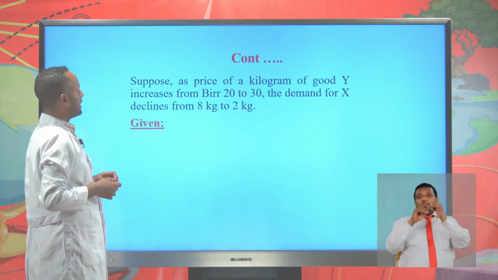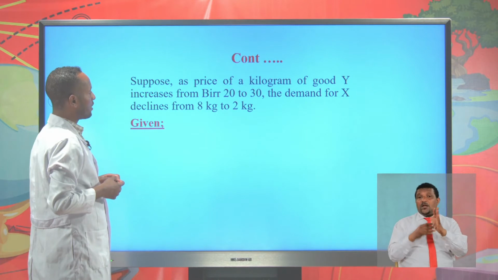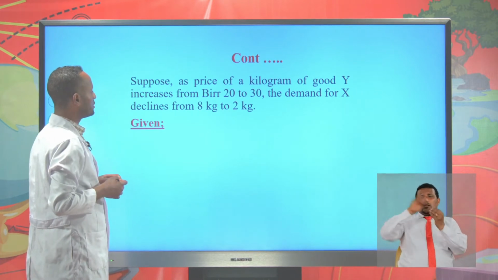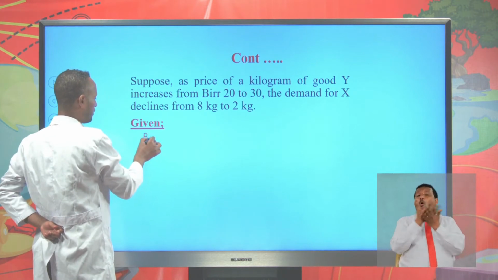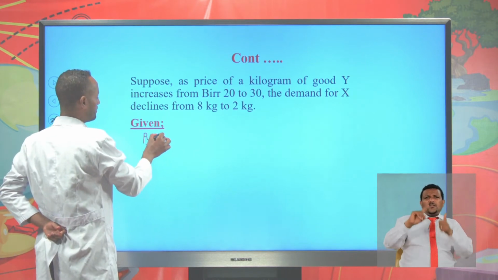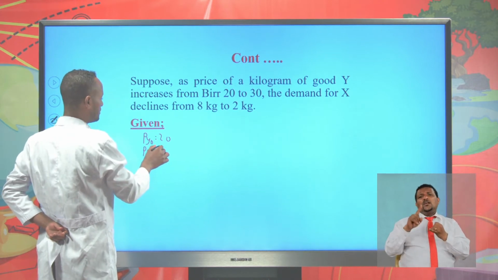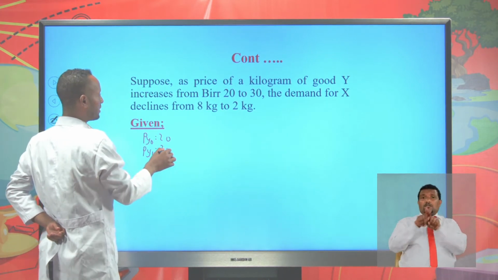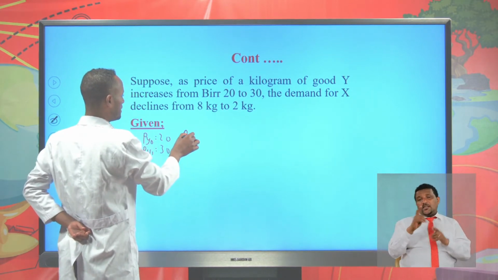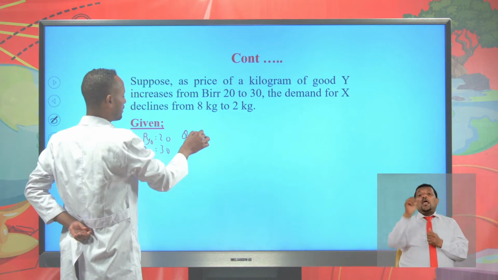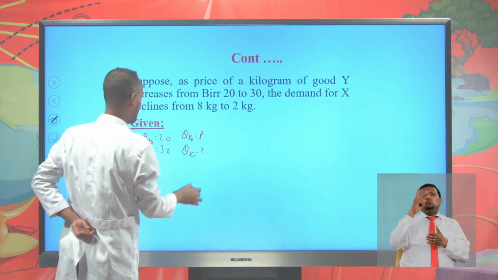Now let's see this using the following example. Suppose the price of a kilogram of good Y increases from 20 to 30. The price of commodity Y was initially 20 and finally increased to 30. As a result, the quantity demanded of commodity X, Qx, was initially 8 kilograms and finally reached 2 kilograms.